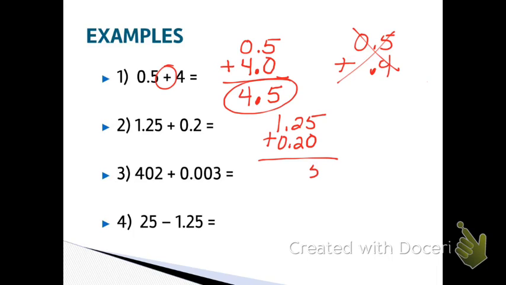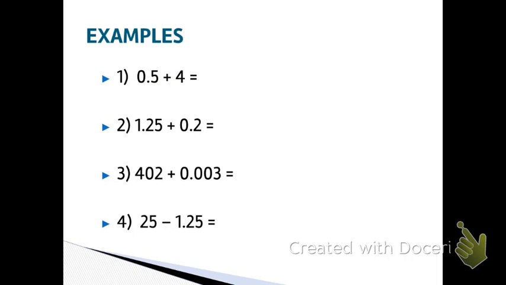5 plus 0 is 5. 2 plus 2 is 4. Bring down the decimal. 1 plus 0 is 1. So the answer to number 2 is 1.45, or 1 and 45 hundredths. Very good. All right, so let's move on to number 3.